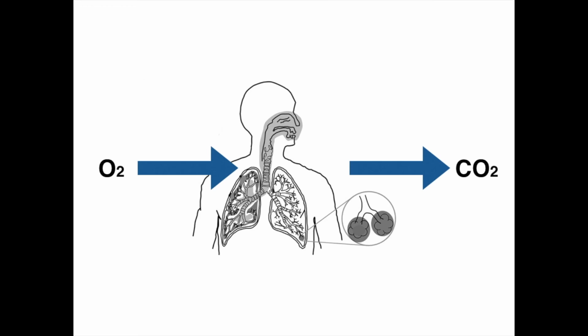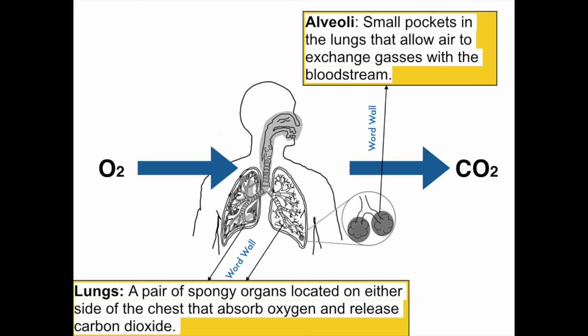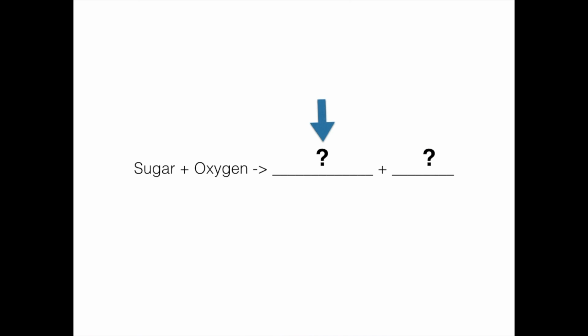When we breathe in oxygen, that air exchanges with carbon dioxide in our lungs. The lungs are a pair of spongy organs located on either side of the chest that absorb oxygen and release carbon dioxide. Alveoli are small pockets in the lungs that allow the air to exchange gases with the bloodstream.